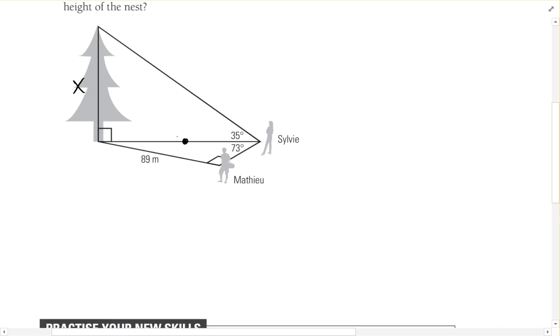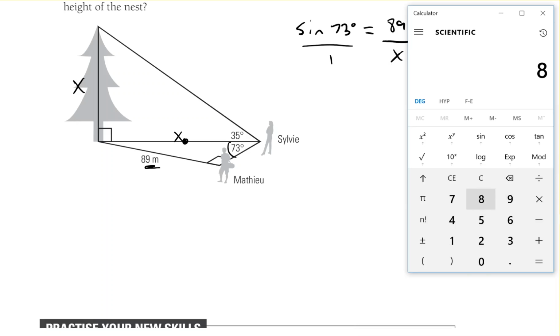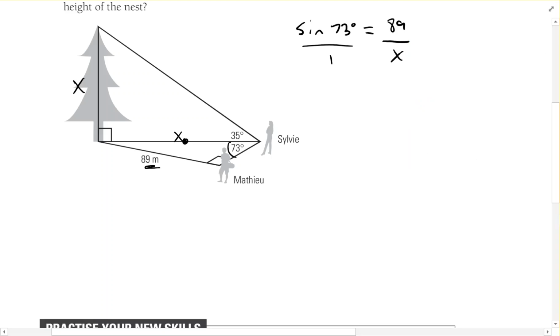To figure that out, we'll call that side x. We know this angle, we know the opposite side, and this is the hypotenuse. So opposite and hypotenuse, that's sine. So sine of 73 degrees is equal to 89 over x. So we'll go 89 times 1, which is kind of a pointless step, but okay, divided by sine 73, and that equals 93. So now I know that this is 93 meters. Maybe we'll put x is equal to 93 over here too.